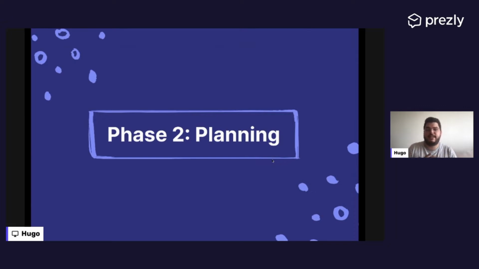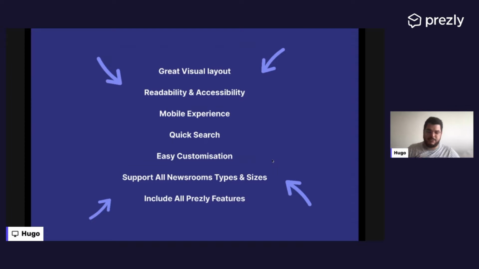to do it. What should we include in that newsroom? And so basically we made this, but at this stage it was a wish list of things to accomplish in order to make that happen. It needed to have great visual layout. It needed to be easily readable and accessible. That includes having a fantastic mobile experience. Quick search was also something we noticed that all our themes were not doing great. So we decided to rework our search component.